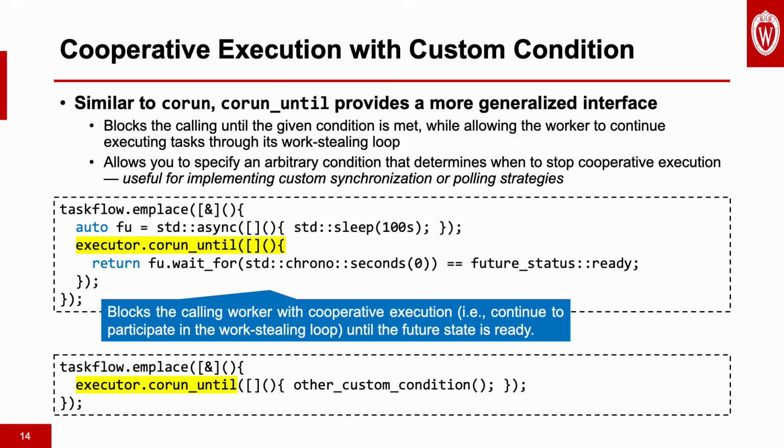Like this, co-run-until allows you to specify an arbitrary condition that decides when to stop cooperative execution, which is especially useful for implementing custom synchronization or polling strategies. For example, the code below launches a standard asynchronous task from a Taskflow task, and then uses co-run-until to cooperatively block the calling worker until the future is ready.